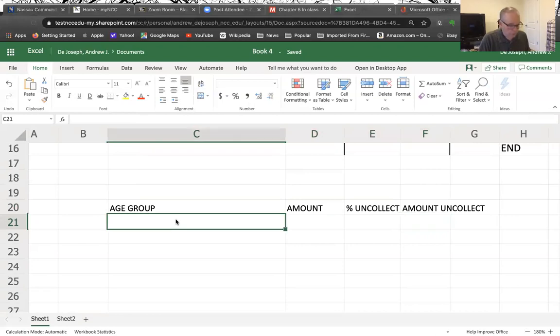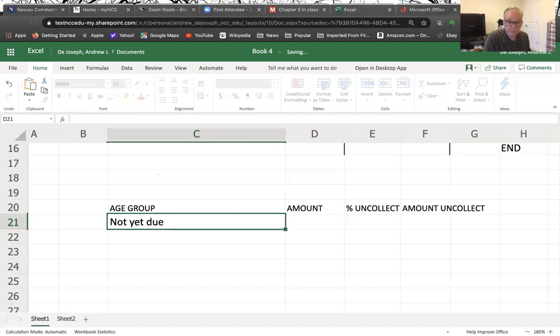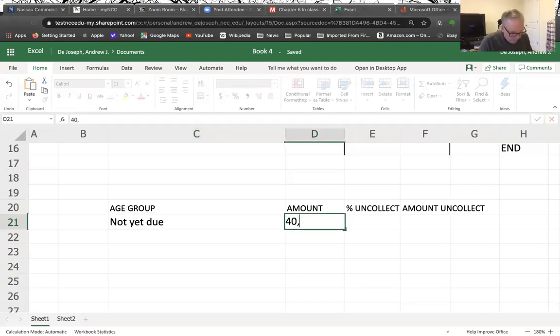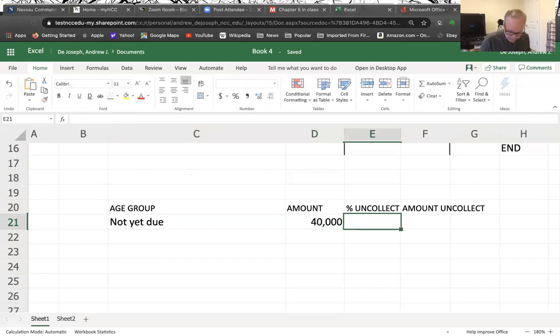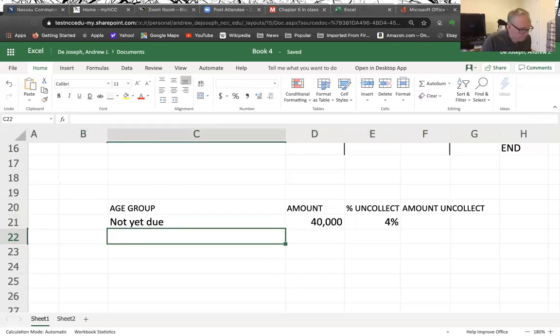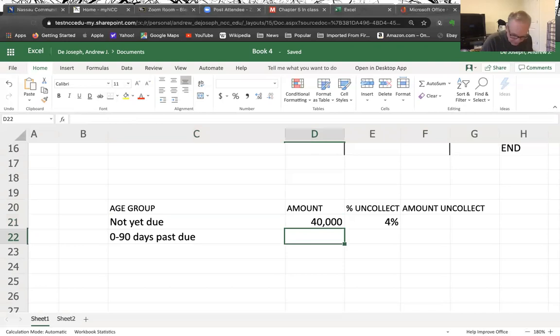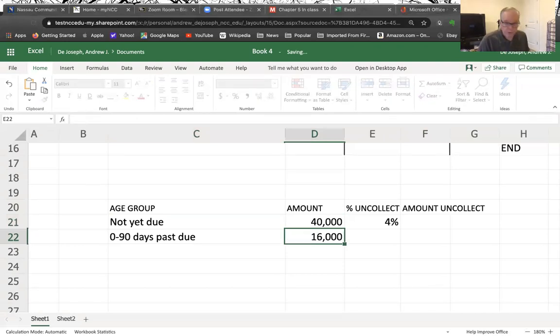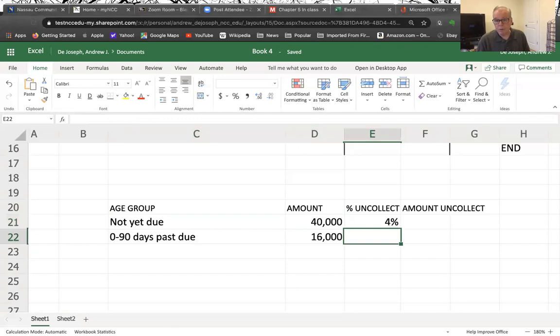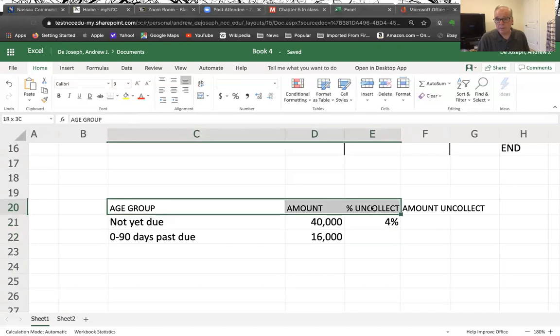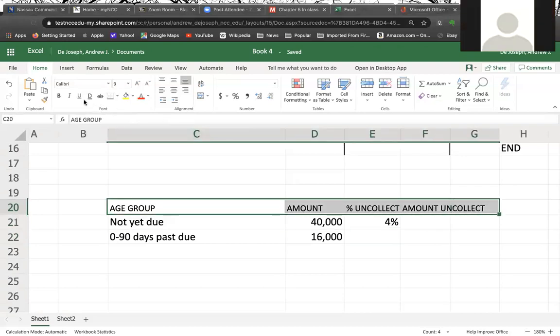Okay, so the age groups are not yet due, right? And this comes right from your book, right from the problem. And the percent uncollectible is 4%. 0 to 90 days past due, right? And that's $16,000. Can you all see what I'm doing? This is on an Excel worksheet. You can see this, I hope, right? Yes? Good.